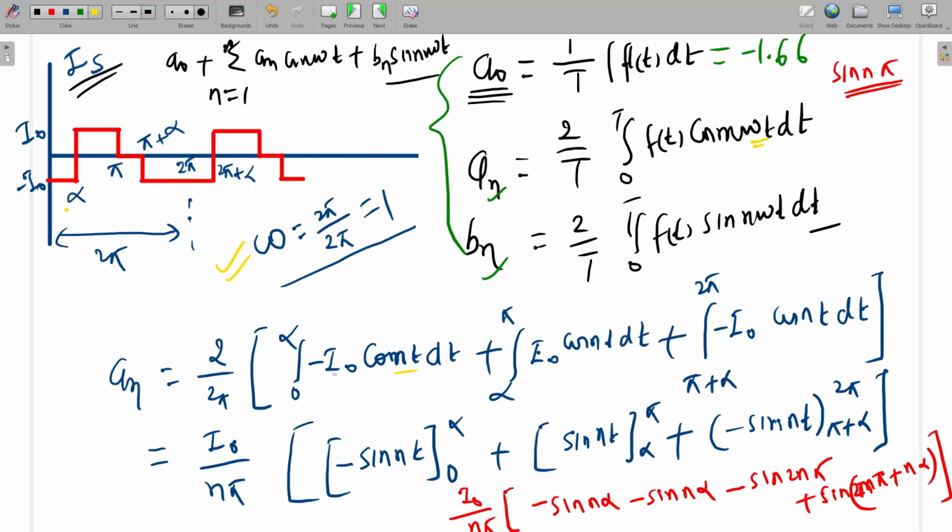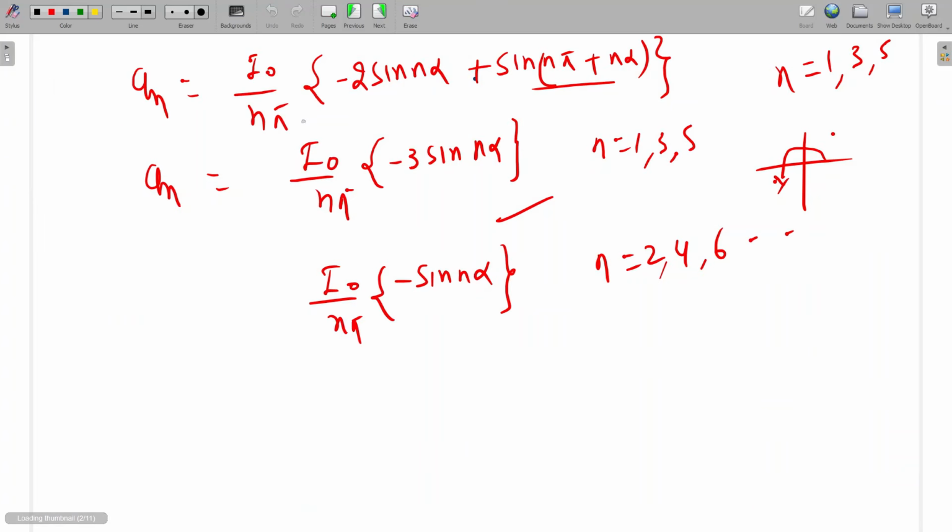So 0 to alpha minus I naught cos nt dt, plus alpha to pi I naught cos nt dt. Here it will be minus I naught again, so pi plus alpha to 2 pi minus I naught cos nt dt. After integrating this, we get I naught upon n pi, this expression will come. Further, by simplifying this one, we get I naught upon n pi into minus 2 sin n alpha plus sin of n pi plus n alpha.